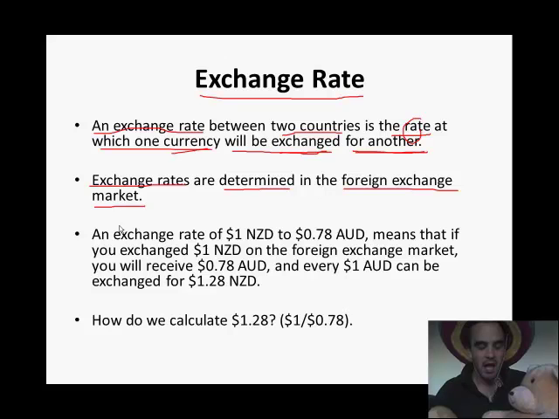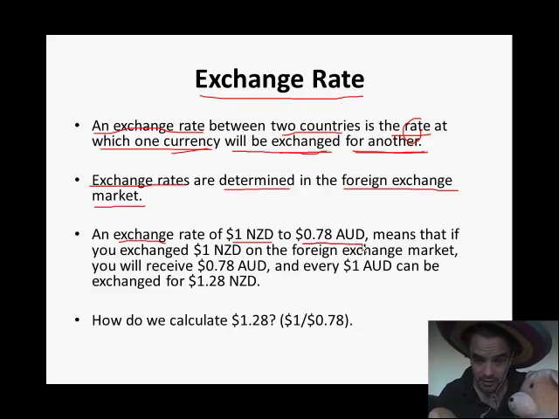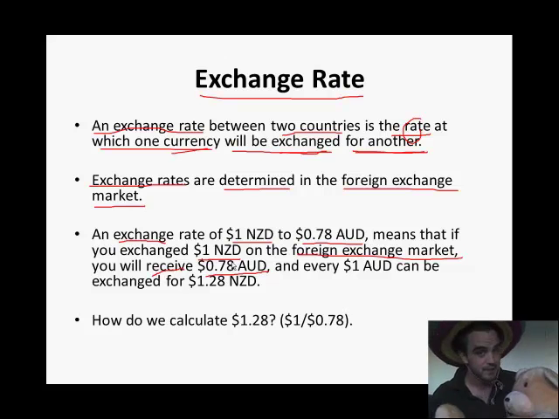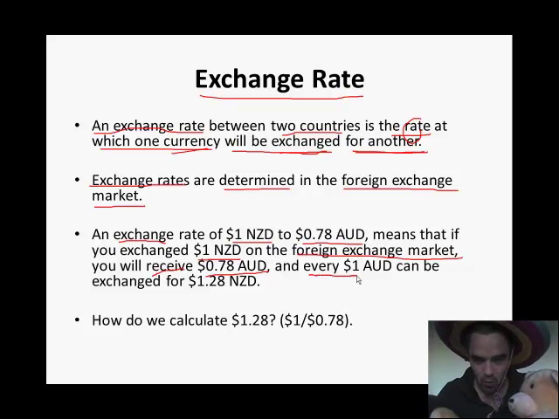Beautiful. So let's think of this example between New Zealand and Australia. Okay, so an exchange rate of $1 New Zealand to 78 cents Australian dollar. That means that if you exchange $1 New Zealand dollar on the foreign exchange market, you will receive 78 cents Australian dollars. Okay? And for every $1 Australian, you can exchange that for $1.28 New Zealand dollars.